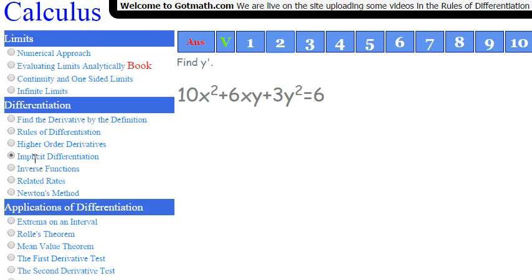Working some calculus. We're doing implicit differentiation, and here's a problem that we're going to be doing here. We're in this section right here. If you want to see that problem, it says find y prime, and there it is.